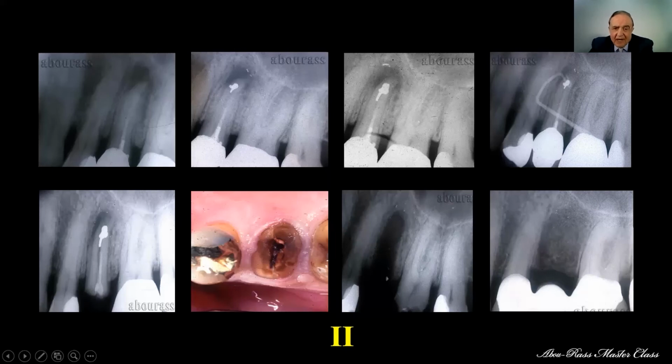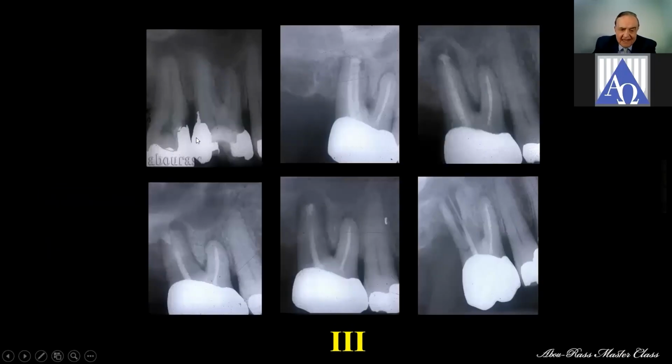The mistake was that there was a crack, a short post damaged the tooth, and it didn't go all the way down. You will see that the weakest link is the cervical zone, and we will talk about that.